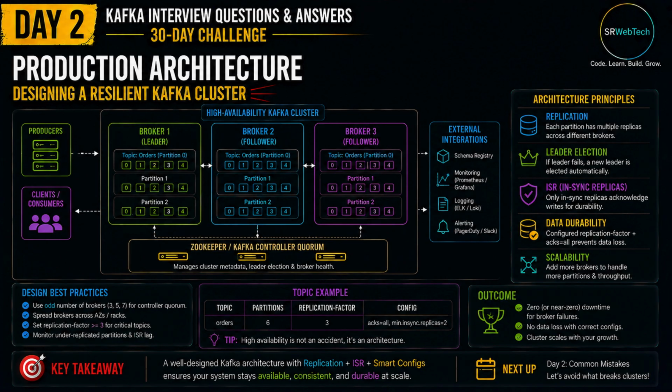A production Kafka design should avoid depending on a single broker. Spread replicas across separate brokers and, where appropriate, across failure domains. Monitor broker health, replication status, and consumer behavior. The goal is not simply surviving a failure, but detecting and recovering from it safely.